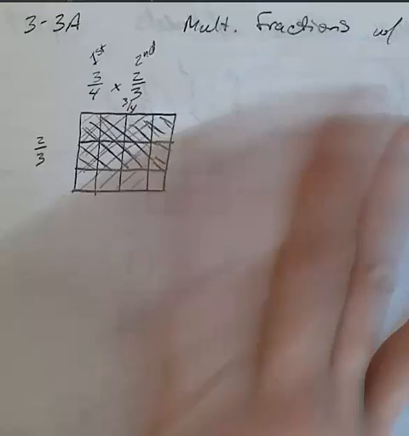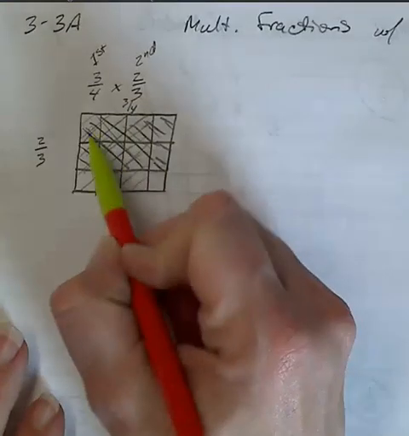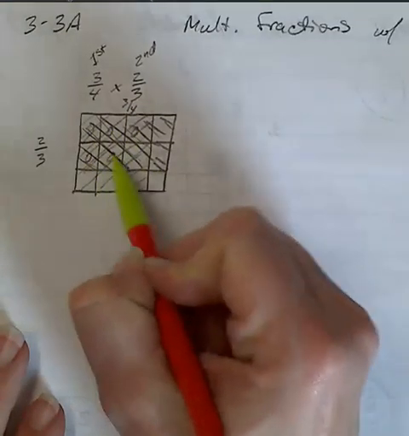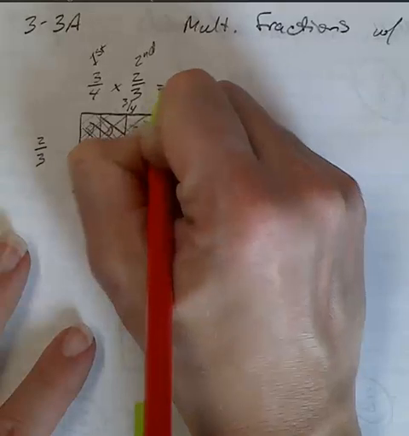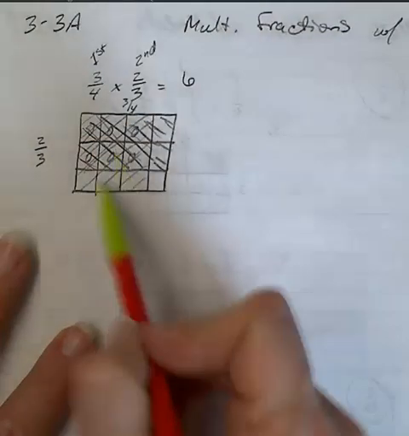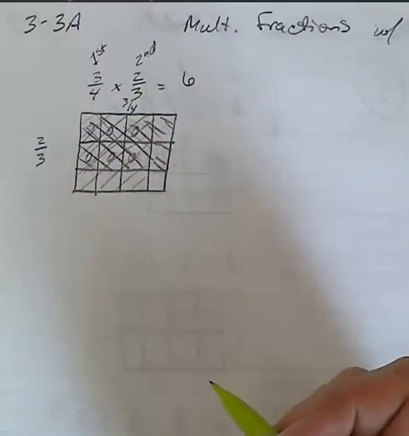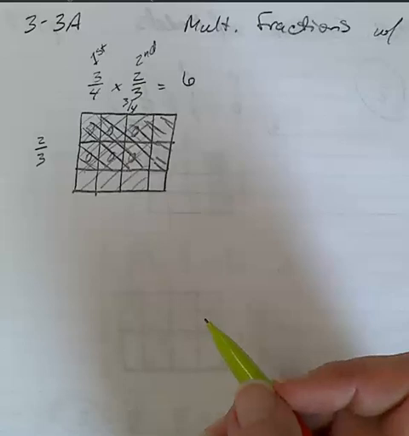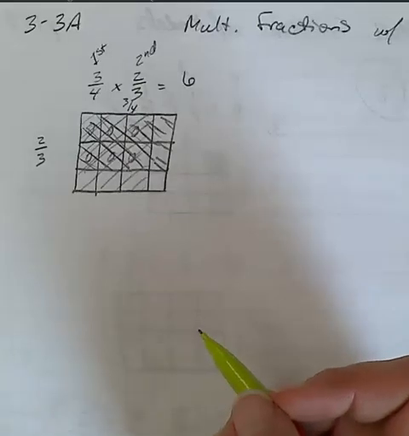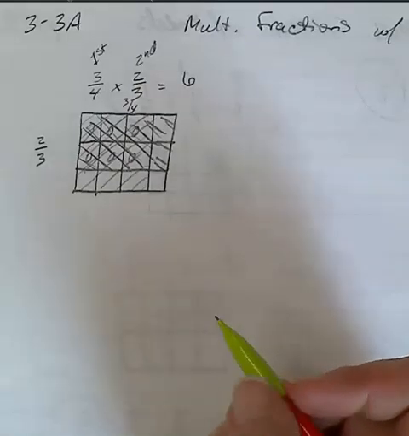There are 6 of them, right? There's this one, and this one, and this one, and this one, and this one. But what size are those boxes? If this is my whole thing, how many pieces are in my box? What size is my box? They are what size pieces? How do you know, Riley?